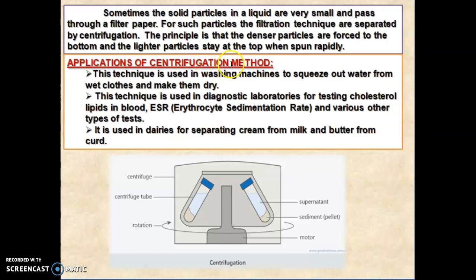Applications of centrifugation method. This technique is used in washing machines to squeeze out, means to remove water from the wet cloth and make them dry. This technique is used in the diagnostic laboratory for testing cholesterol, lipids in blood, ESR, that is erythrocytic sedimentation rate, and various other types of tests. It is used in the dairies for separating cream from the milk and butter from the curd.